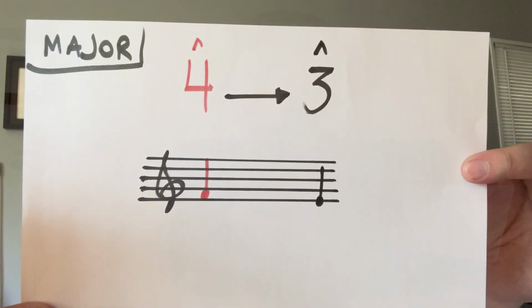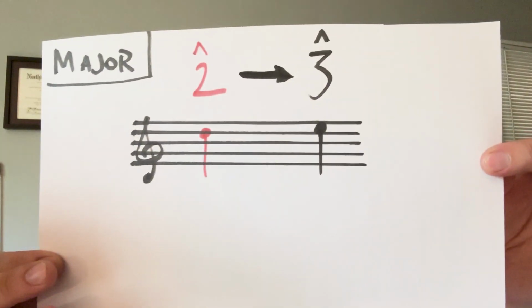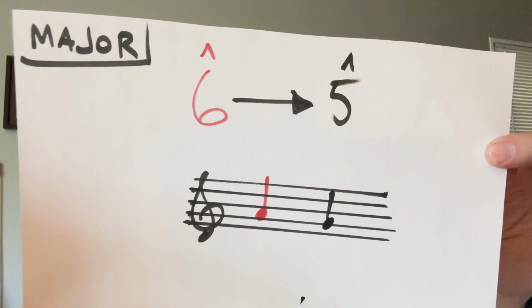The next one up, scale degree 3, which is the second most stable, we have 4 to 3, and we also have 2 to 3. And I'm going to get into how each of these sound at the piano a little bit later in the video. Lastly, we have 6 to 5. So in total, there are 6 tendency pairs.